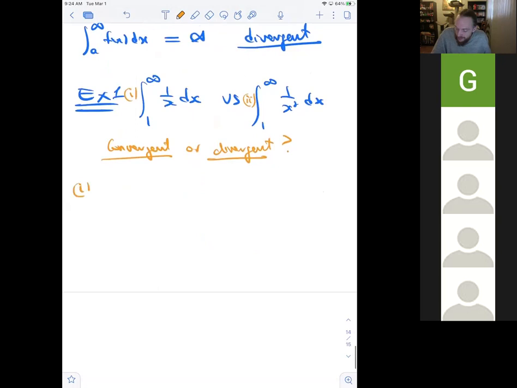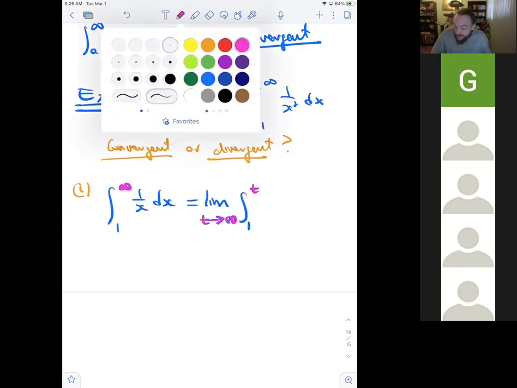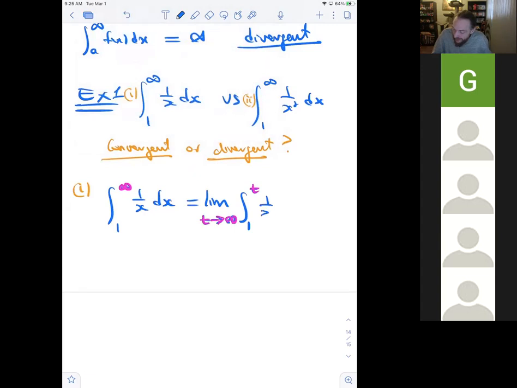So for the first one, we apply the definition. The integral from 1 to infinity of 1 over x dx is equal to, by definition, the limit as t approaches infinity of the integral from 1 to t. So what we're doing here is taking that improper integral on the top, and we're going to push t to infinity and then integrate all of those finite guys of 1 over x dx.